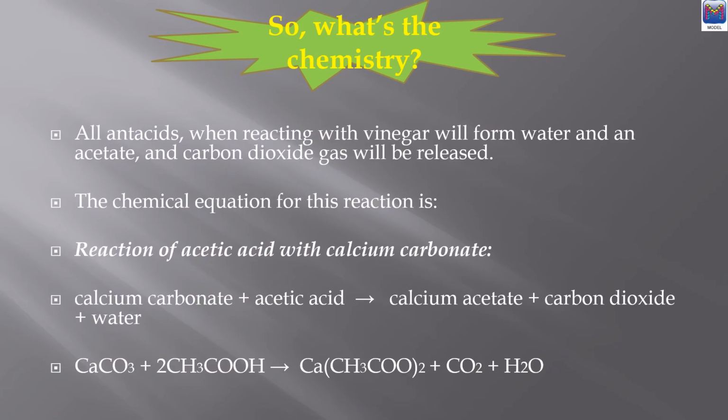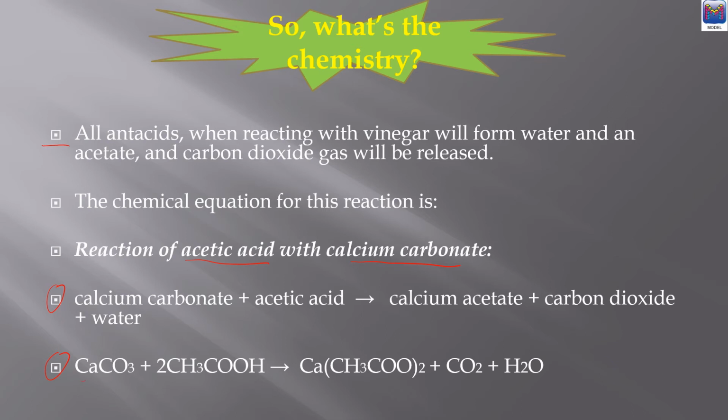Here's the chemical equation of what's actually going on. All antacids will react with vinegar to form water, and acetate, which is that salt, and carbon dioxide, that gas. The reaction that we've got is vinegar, which is acetic acid, and antacid, which is calcium carbonate. What we've essentially got is this as a word equation or as an actual chemical equation.